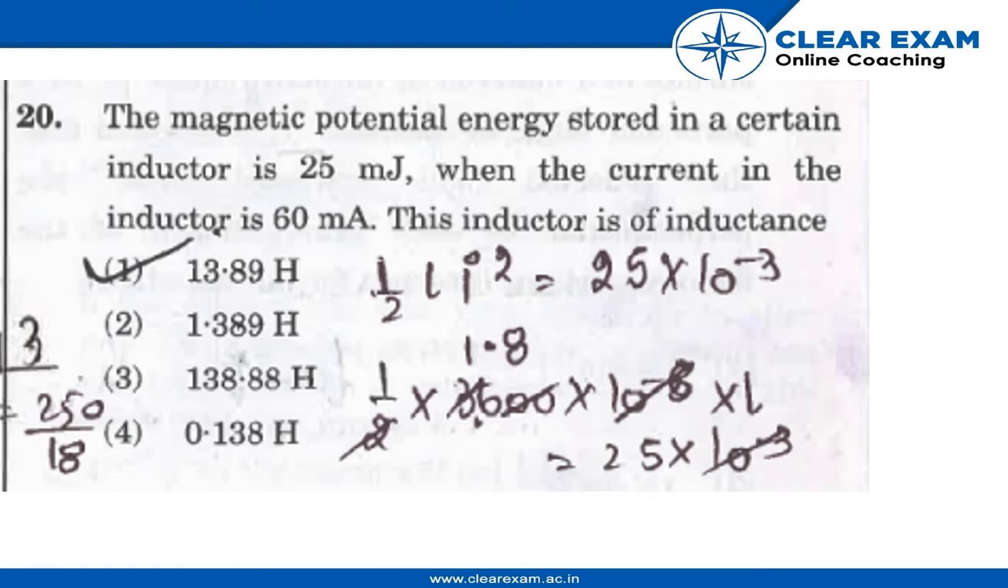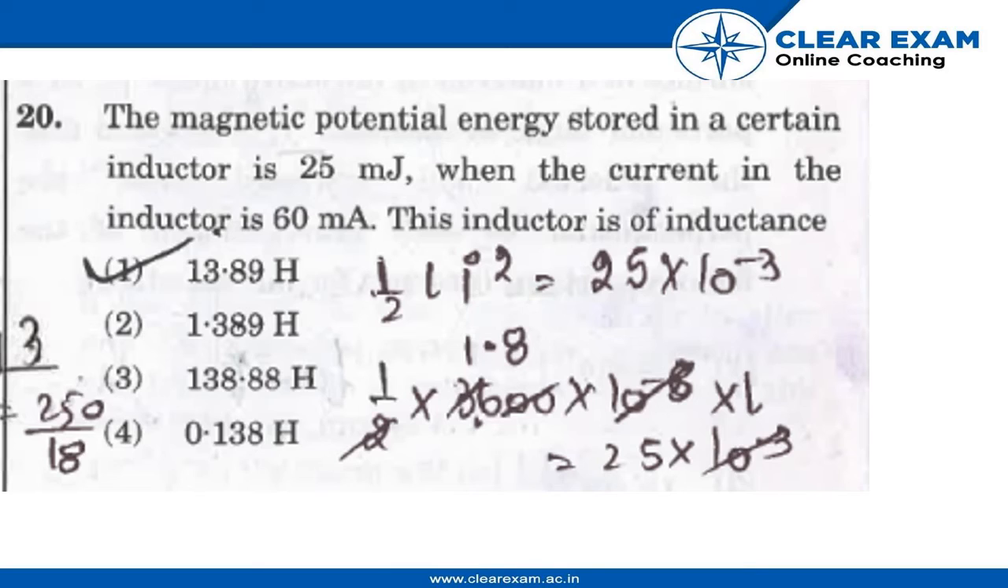Now, in the given question, we have the magnetic potential energy stored in a certain inductor is 25 mJ when the current in the inductor is 60 milliampere. Then this indicates this inductor is of the inductance.